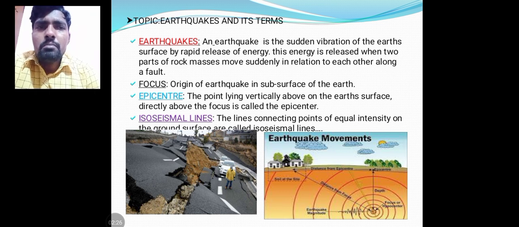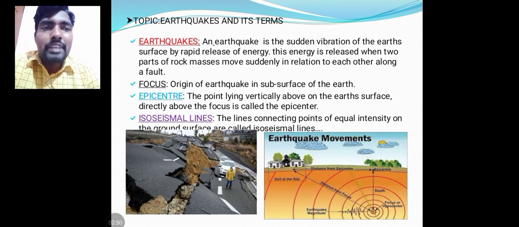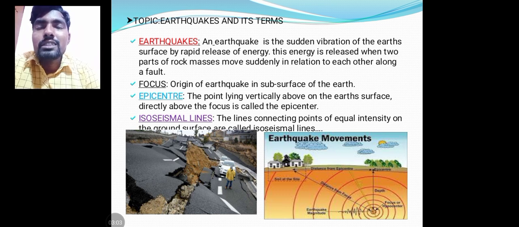Sometimes the point where the force originates, in the subsurface of the earth, is called the focus. Next, the epicenter is the point vertically overlying the focus, the central point above the surface of the earth. Next, isoseismal lines: points of equal intensity where the ground surface is vibrated. The lines along which the energy waves travel are called isoseismal lines.